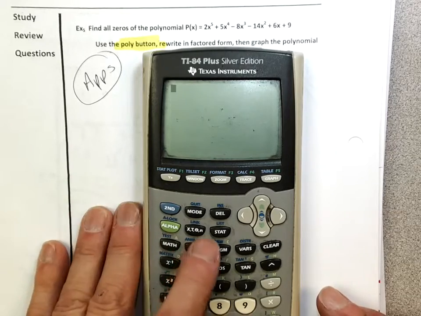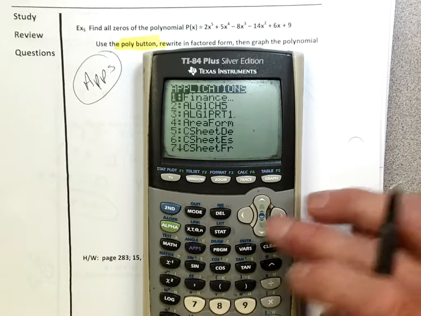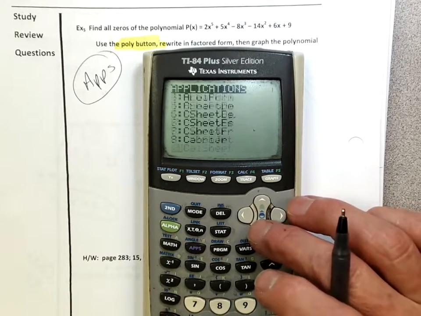So I go to my apps. So my apps is right there. And I have lots of apps in this calculator. There's a ton of apps. They're like extra little programs. And I want to go down until I find this poly something or other.